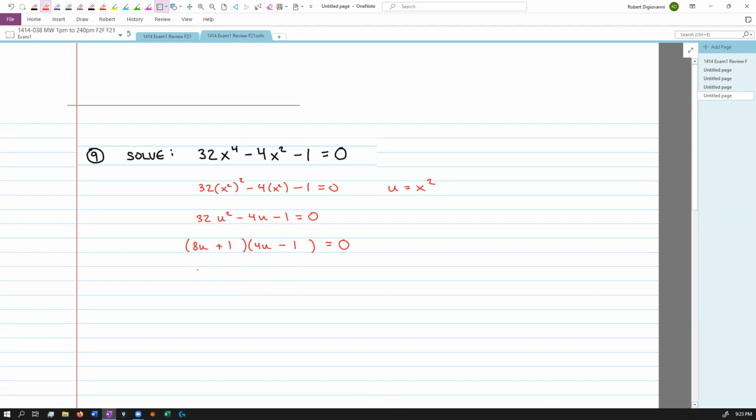So now we set each of those equal to 0. So 8u plus 1 equals 0. 4u minus 1 equals 0. So move the 1 to the other side, divide by 8. So -1/8. And same story over here. Move the 1 over and divide by 4. You get u is 1/4. Now, what is u? We have to switch back. So u is x squared. So we're saying x squared must be -1/8.